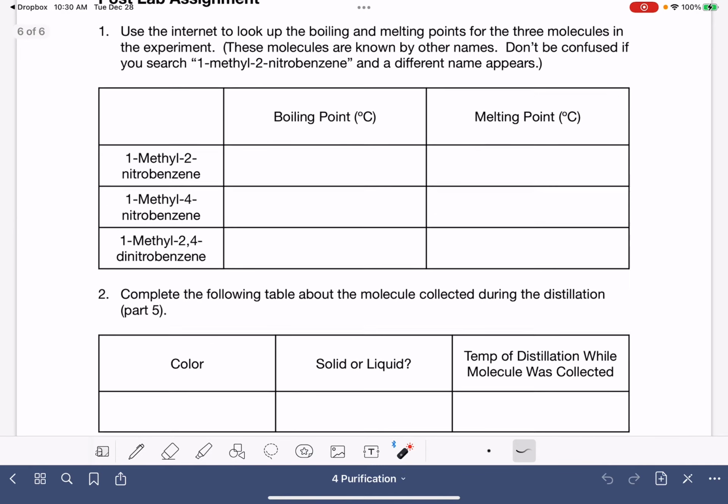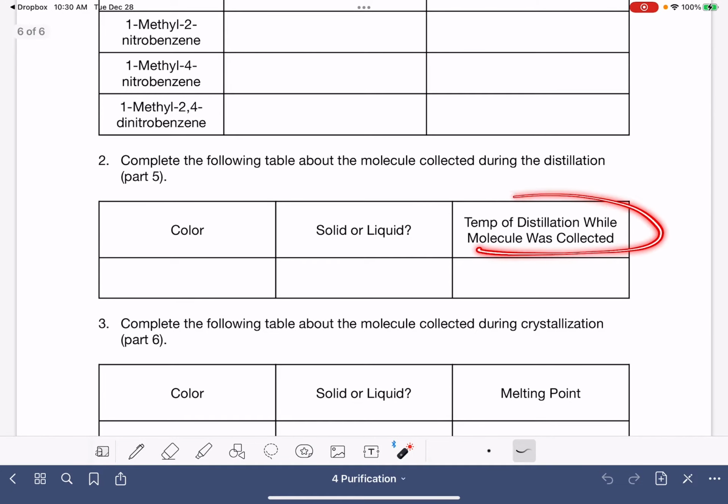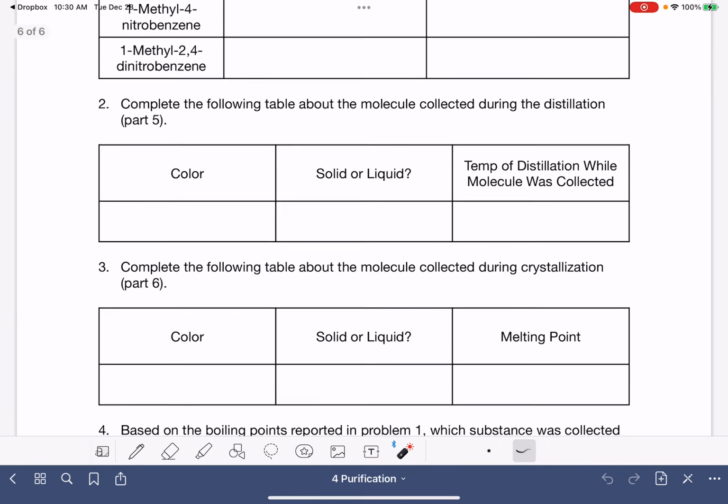So once you get that written down, then you're just going to report for the molecule that's collected during the distillation process. What color is it? Clear is not a color, so if there is no color, we would say that it is colorless. A lot of people want to refer to colorless as being clear, but you could have something that is blue and clear. So if there's no color at all, it's colorless. Is it a solid or is it a liquid? And then what was the temperature reported in the simulation while the molecule was being collected during distillation?